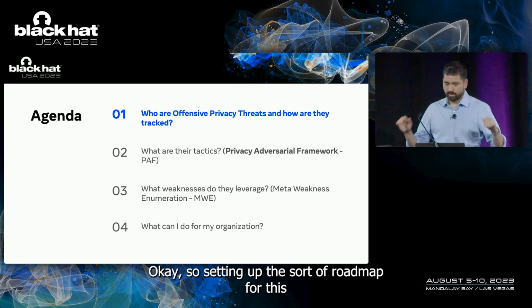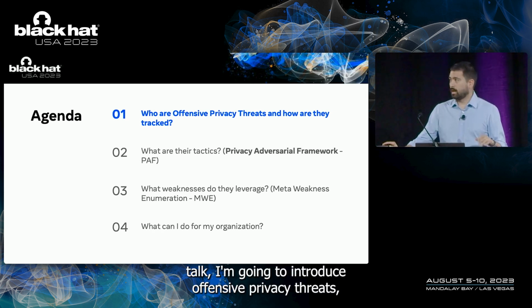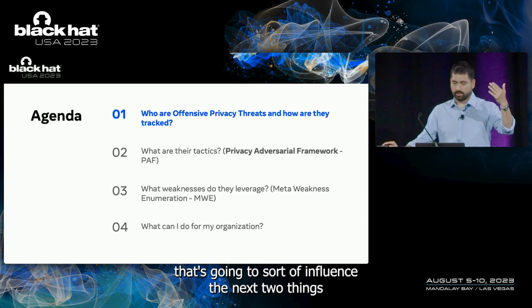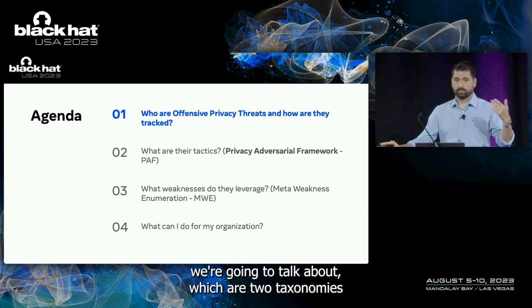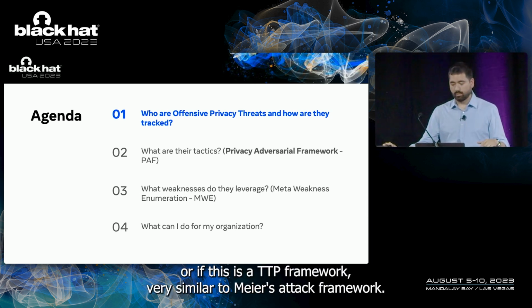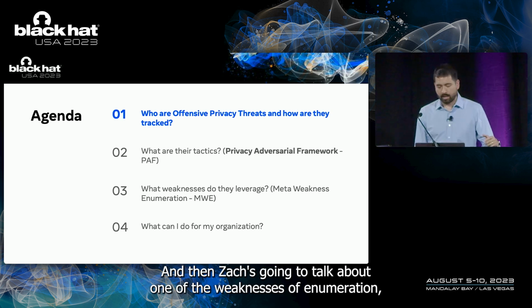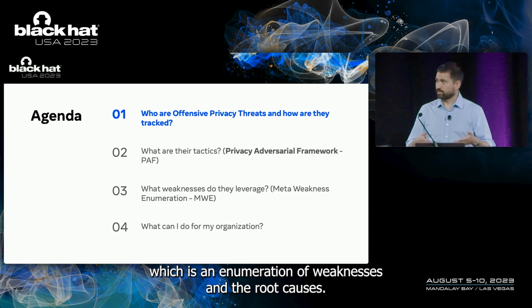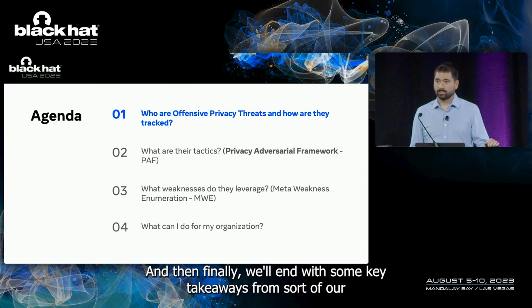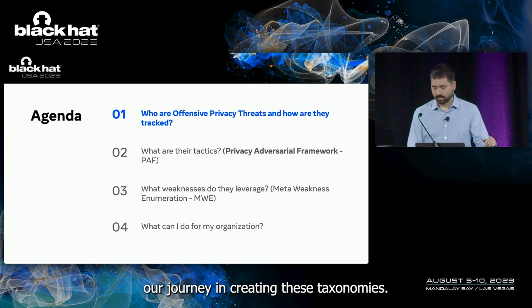OK, so setting up the roadmap for this talk, I'm going to introduce offensive privacy threats, how we understand them, and how they're currently being tracked. That's going to influence the next two things we're going to talk about, which are two taxonomies that we made internal at Meta. The first one we call the Privacy Adversarial Framework, or PAF. This is a TTP framework, very similar to MITRE's ATT&CK framework. And then Zach's going to talk about the Meta Weaknesses Enumeration, or MWE, which is an enumeration of weaknesses and their root causes. And then finally, we'll end with some key takeaways from our journey in creating these taxonomies.